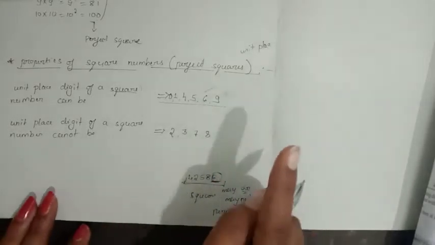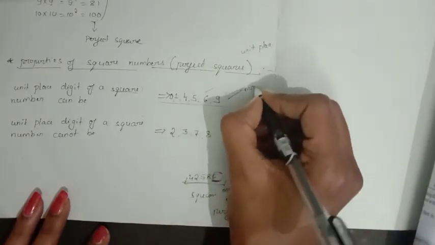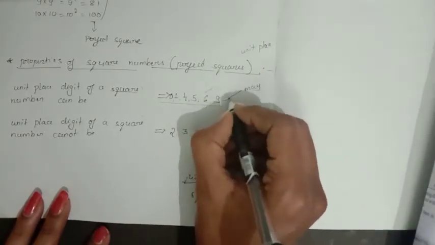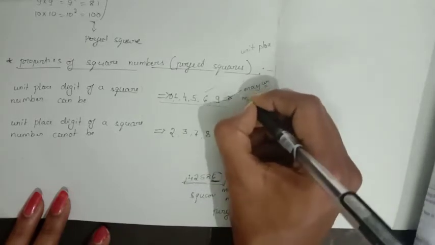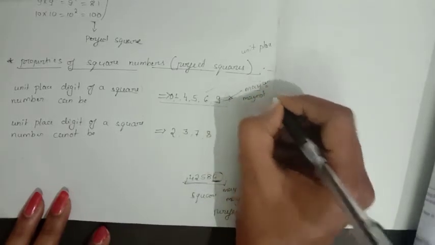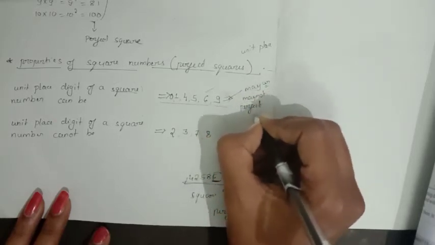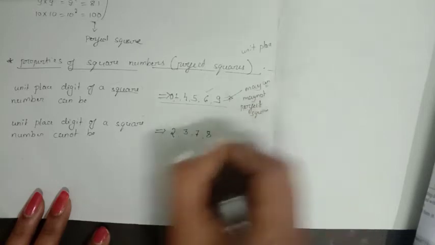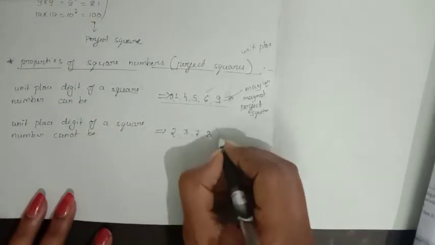Either it will become a perfect square or not a perfect square. So here we can say that if these numbers are present at the unit place, then this may or may not be a perfect square. It requires some condition.